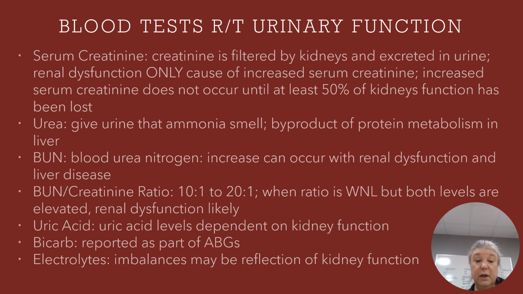We're going to look at urea. Urea is what gives urine that ammonia smell. It's a byproduct of protein metabolism in the liver. We're going to look at our BUN, which is our blood urea nitrogen. This increase can occur with renal dysfunction and liver disease. And then the BUN to creatinine ratio is usually 10:1 to 20:1. When ratio is within normal limits, but both levels are elevated, then renal dysfunction is likely. All right, so we always look at BUN related to creatinine. And this, we always think of that ratio.